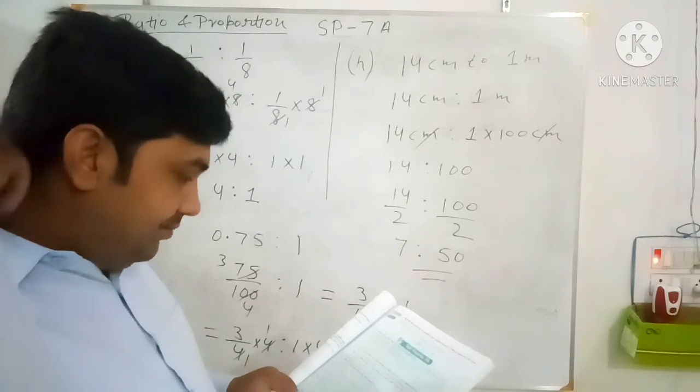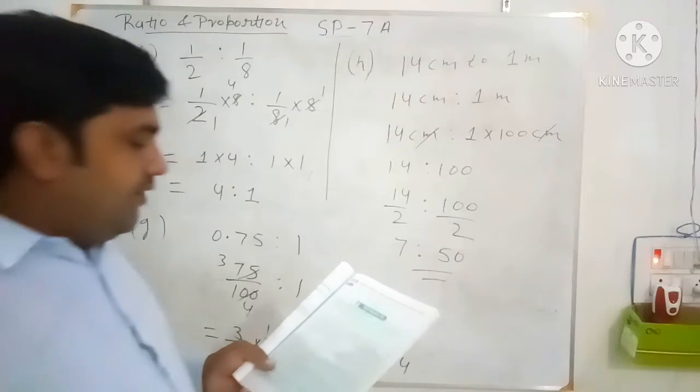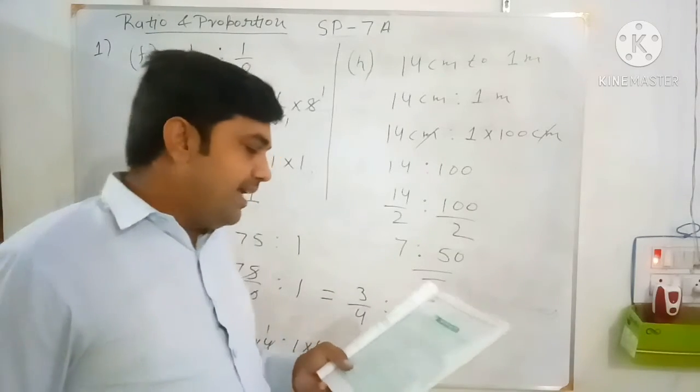So multiply 25 into 10, you will get 250. So 250 is to 50 millimeter. Now the units are same, so it will be cancelled.